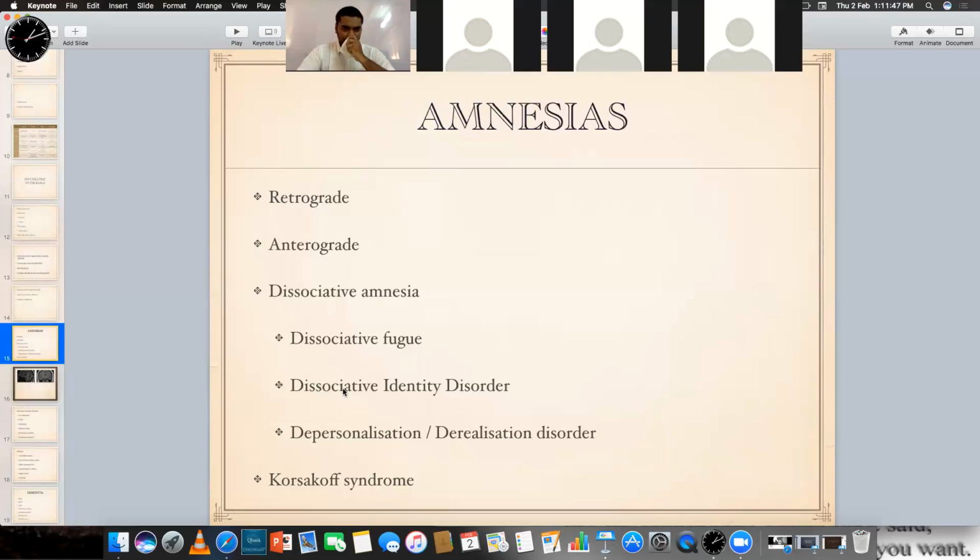Now we'll talk about depersonalization and derealization disorder. It is more or less the same as dissociative identity disorder, but the thing is here in depersonalization, he doesn't change into a different person. Rather, he imagines as if a particular event has happened right in front of his eyes. He is a part of that incident, but he feels as if he was a person who was not involved in that incident, and he has seen it in such detail.